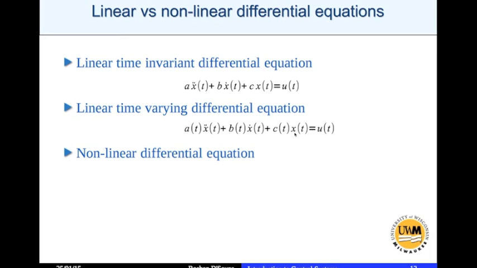And then you have nonlinear differential equations, where these coefficients themselves can be functions of the dependent variable and its derivative. So a can be a function of x and x dot multiplied by x double dot, b is a function of x dot, and c is a function of x. Now if you look at robot dynamics, that equation would look like this.